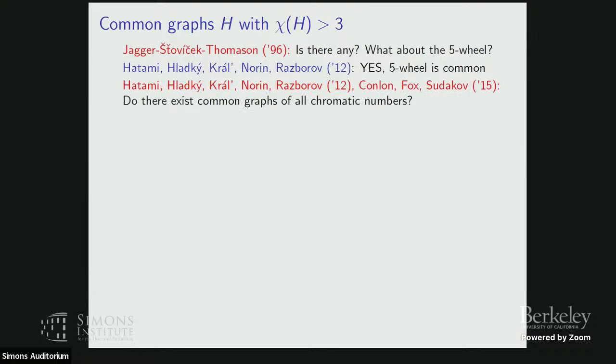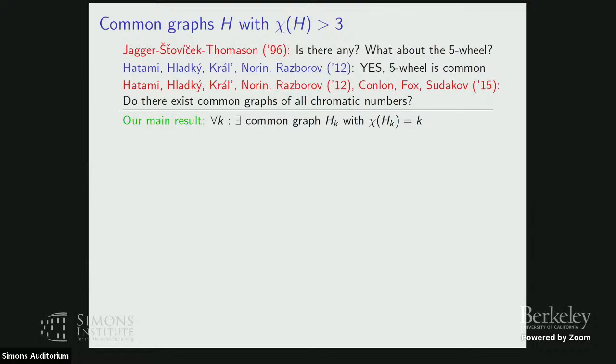So then the barrier of 3 was broken, but the following natural question would be, at least to me, and it was to the group of people, and the question was again reiterated by Conlon, Fox, and Sudakov in their survey on Ramsey numbers and Ramsey multiplicities: is there a common graph with a given chromatic number K? So I guess that's what my title of the talk was saying. So the main result is a positive answer to this question.